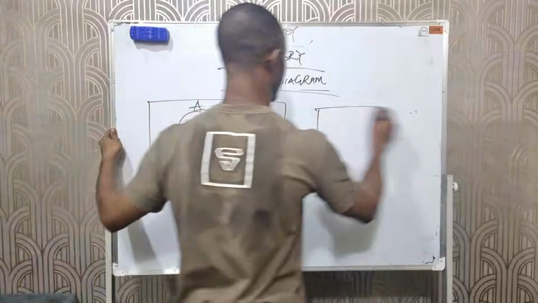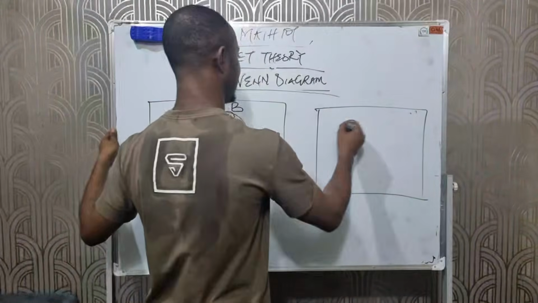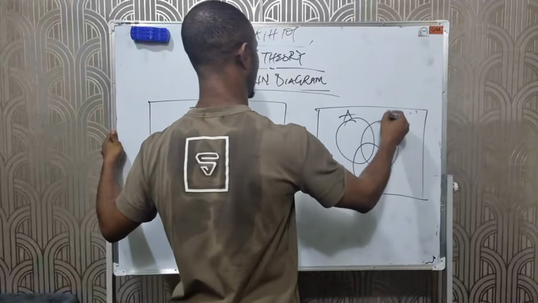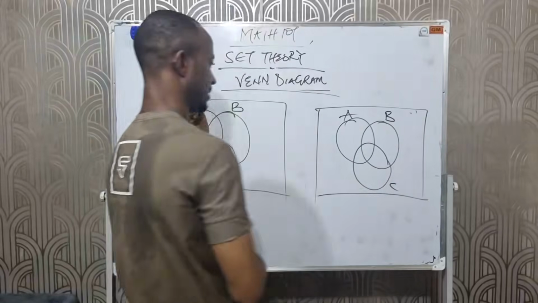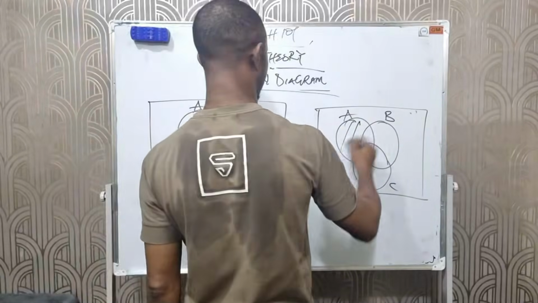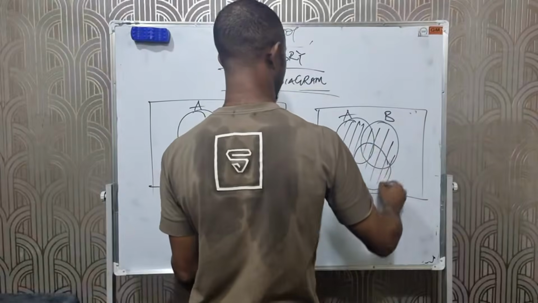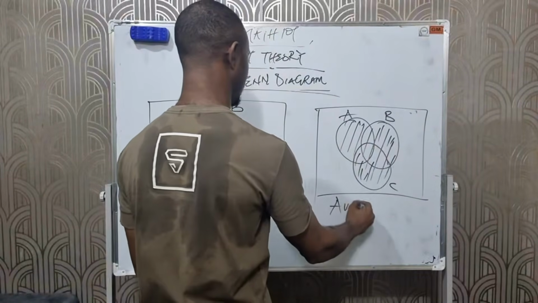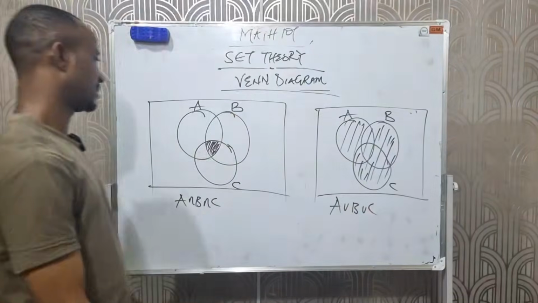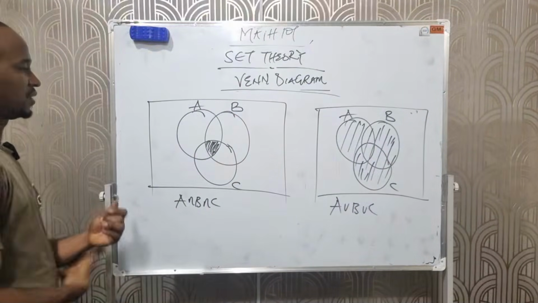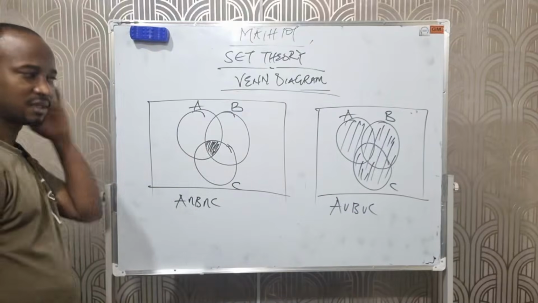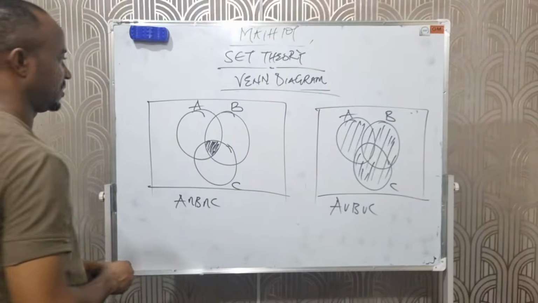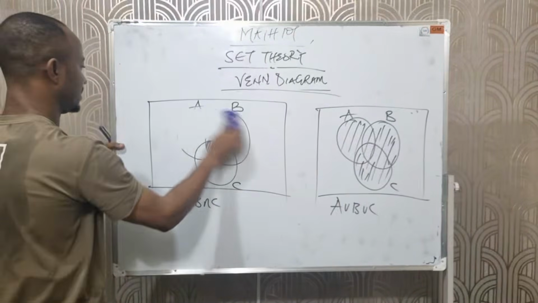If I have something of this nature, with A, B, and C, and let's say every part of this is shaded, what does that mean? It simply means A union B union C. All right. The first one shows what is common in A, B, and C. What does the second diagram show? The union of A, B, and C. What if I have a diagram like this?